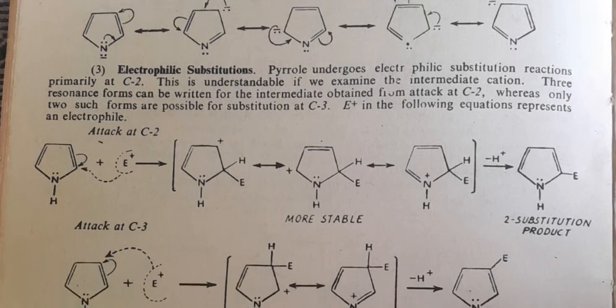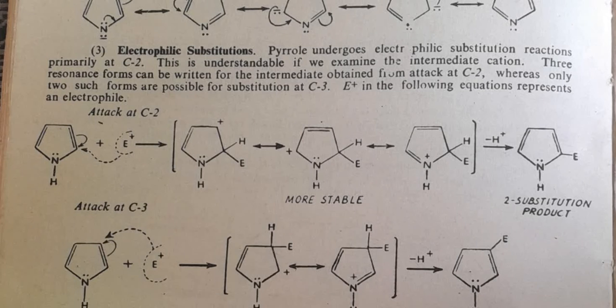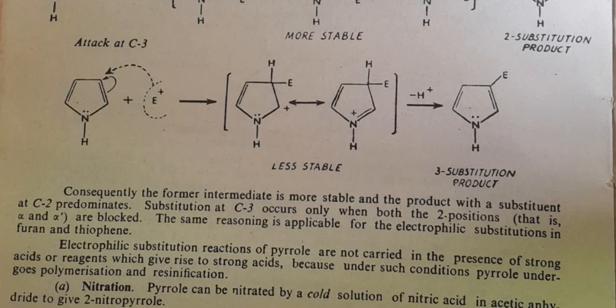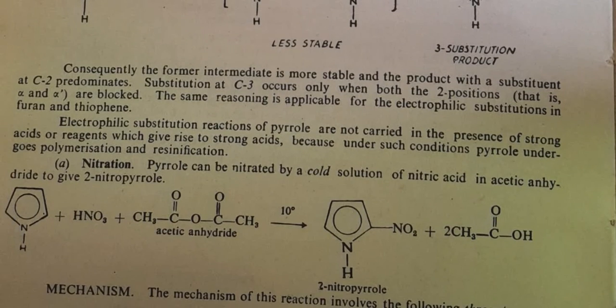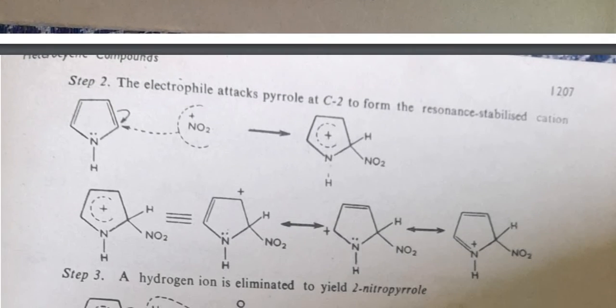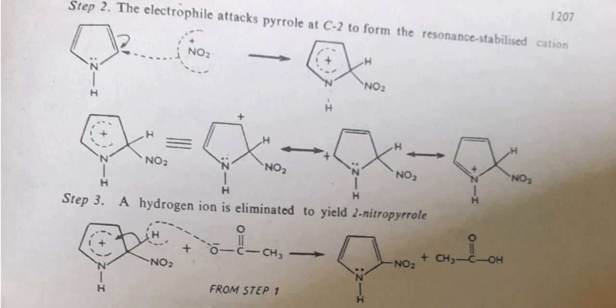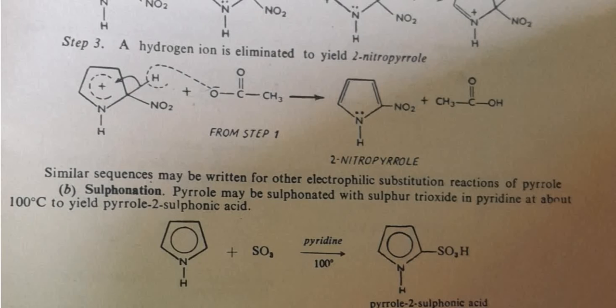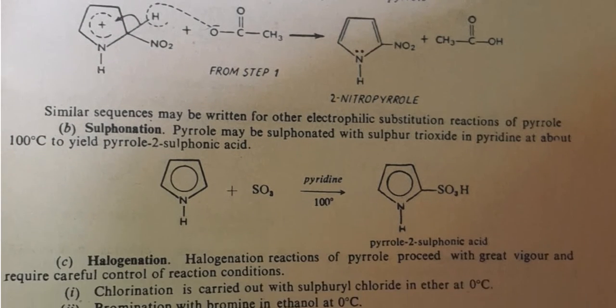Now electrophilic substitution. You can see attack at carbon 2 forms 3 more stable resonating structures when the electrophile approaches at position 2. At position 3 you can see only 2, which is less stable. So nitration occurs at 2 position to give 2-nitropyrrole. You can see here, this is the mechanism of how NO2 plus approaches at position 2. It is resonance stabilized, and in the final step you will get the 2-nitropyrrole.